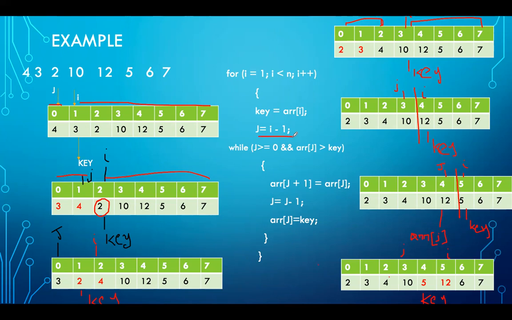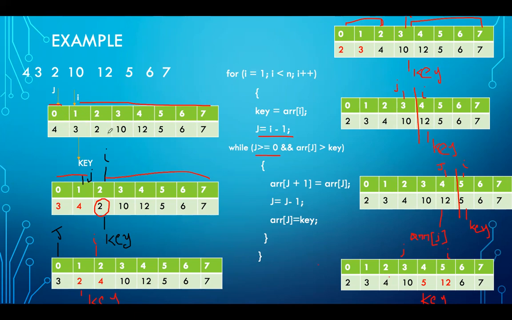So the condition is for when we compare. Here j is greater than or equal to 0, because the array is starting from 0. So that's why this condition is very necessary. If j is less than 0, that means there is no element here. So only if j is greater than or equal to 0, that is, if it is in the array, then only we will check.